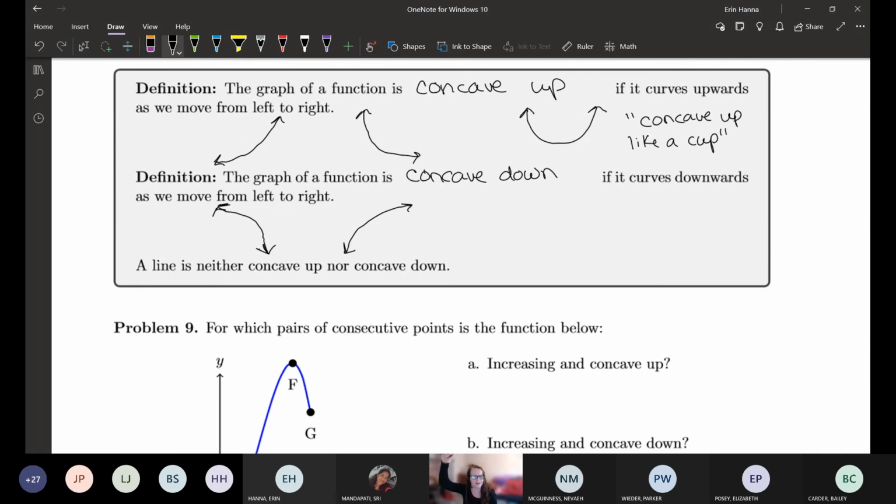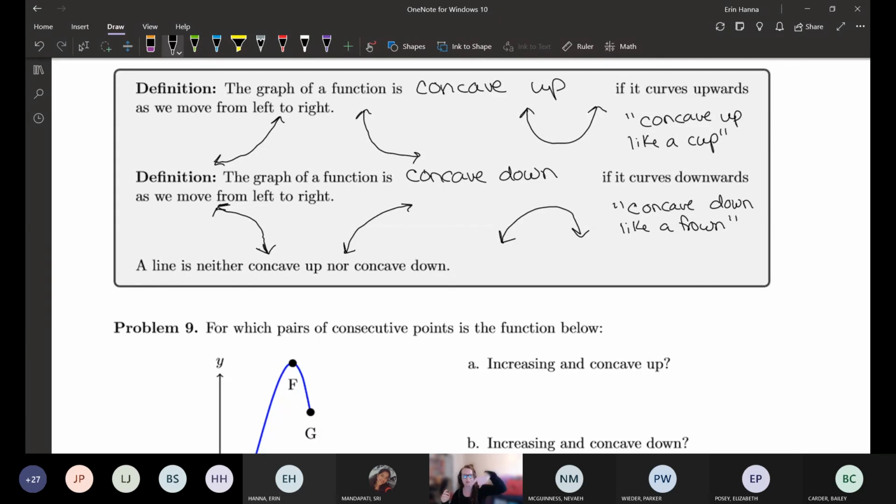And you're trying to make it come back down to you, it's got to slowly stop going up first before it'll start going down. So that's considered curving downwards. So again, we can plop those 2 together and people will say concave down like a frown. So concave up like a cup and concave down like a frown.